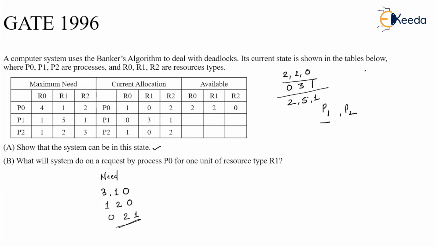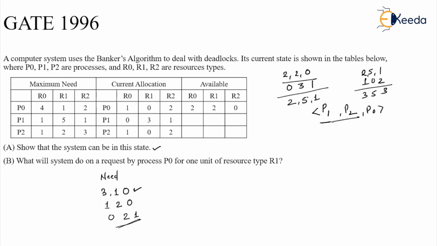The current resource is 251, and P2 has been allocated 102, so this becomes 3, 5, 3. Definitely with 353 we can satisfy the request of 310. So P1, P2 and P0 is a safe sequence in this case. So this shows the system can be in this state. Yes, the system can be in this state.